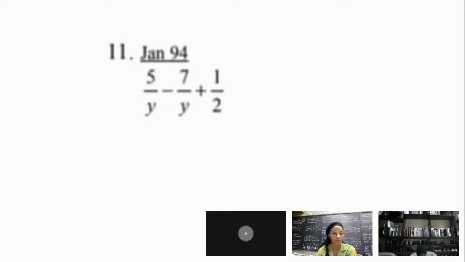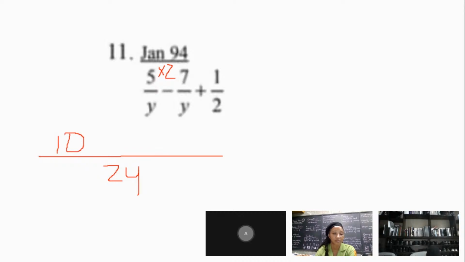The LCM is 2y, and y into 2y goes 2 times. So what do I do with the 2? You multiply it by 5. All right, so 5 times 2, and that gives 10.